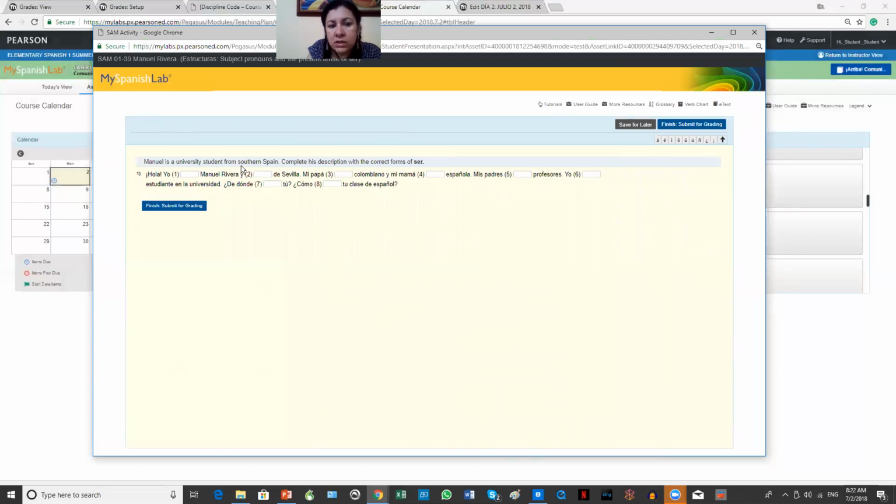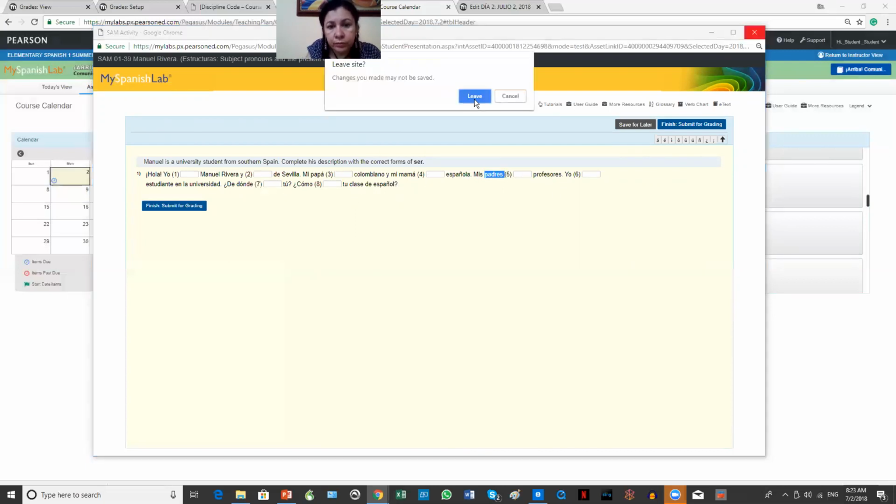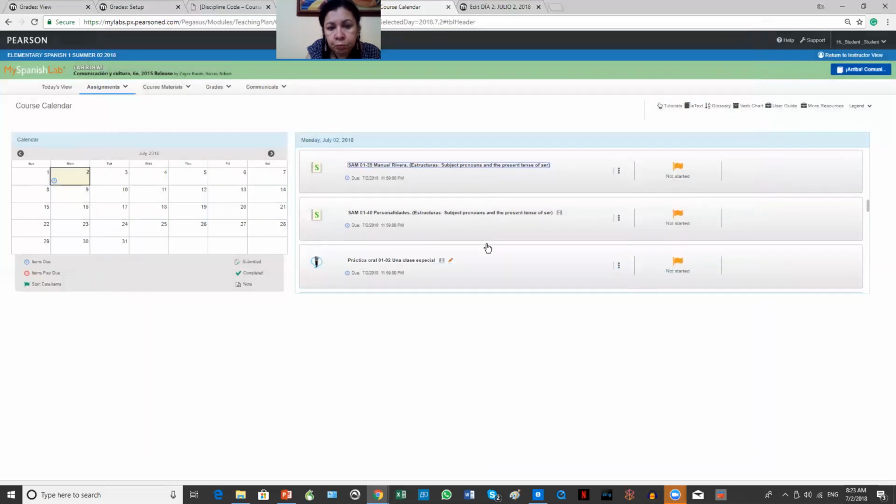Manuel is a university student from southern Spain. You're going to complete his description. He's going to be using origin. He's going to be using inherited qualities and occupation. And you're going to be conjugating because it's helpful to describe yourself, as that is a learning objective for this class. He not only talks about yo. He includes his mom, his parents, and he goes beyond that. So read and try to understand who's doing the action.